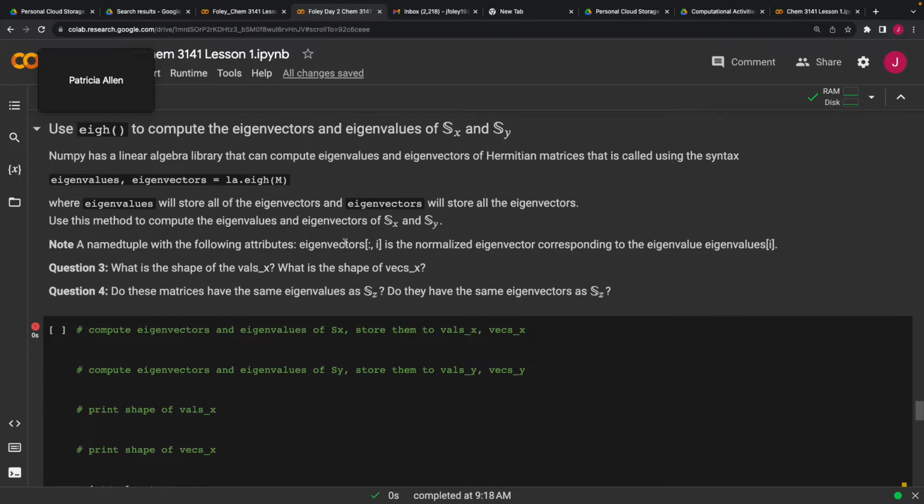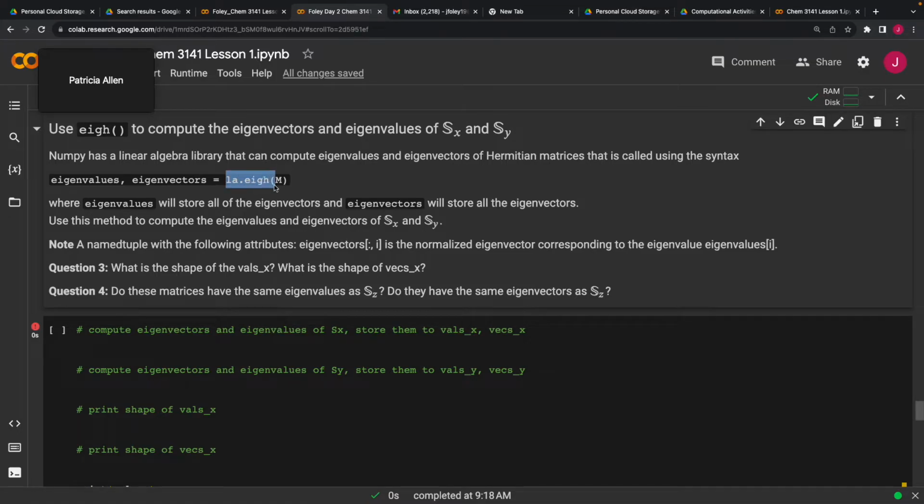So basically the question here is, if this ket alpha, or ket chi alpha, is not an eigenvector of Sx, and it's not an eigenvector of Sy, what do those things look like? What do the eigenvectors of Sx look like, and what do the eigenvectors of Sy look like? So we can use NumPy to tell us that.